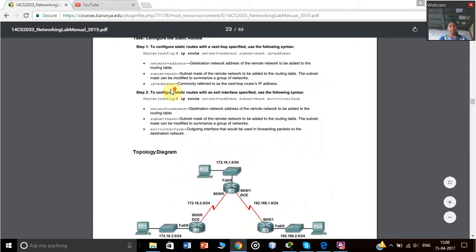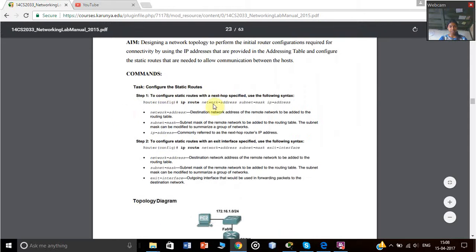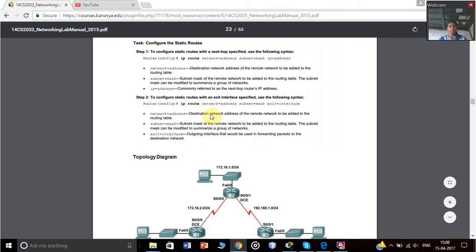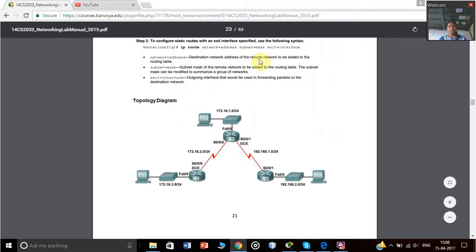First, the commands that need to be used to configure the static routes. The first step is to configure the static routes with the next hop specified using the following syntax: ip route, network address, subnet mask, and IP address. The next step is to configure a static route with the exit interface specified using the following syntax: ip route, network address, subnet mask, and exit interface.